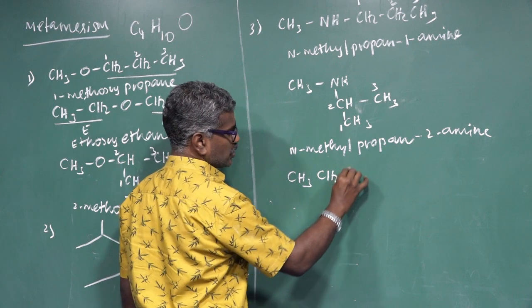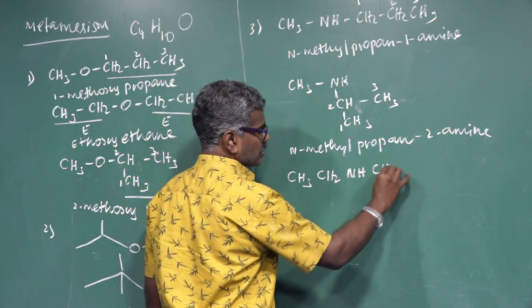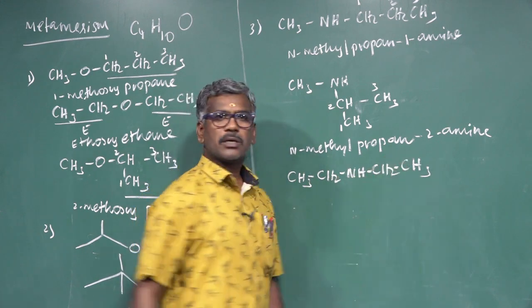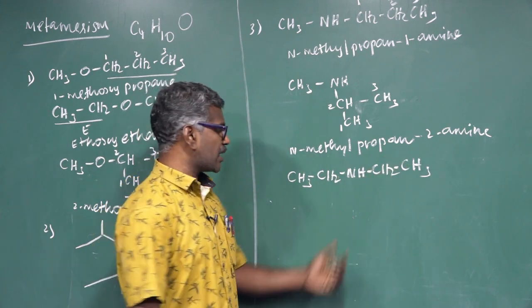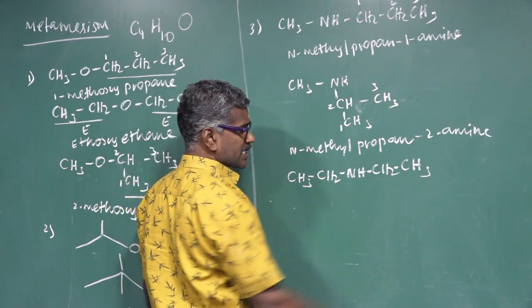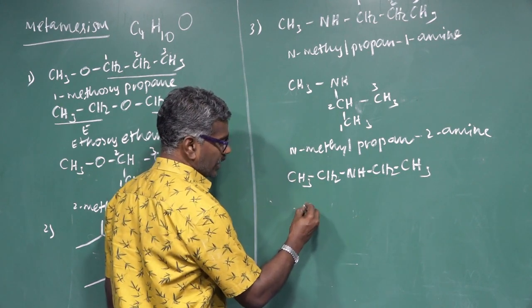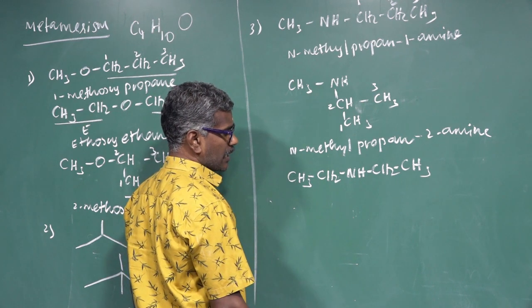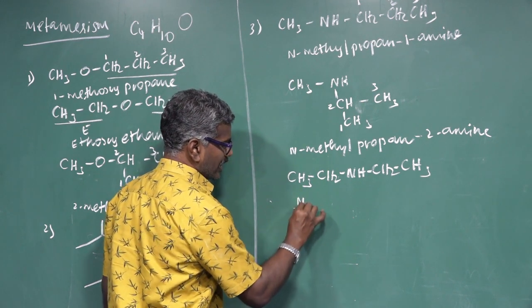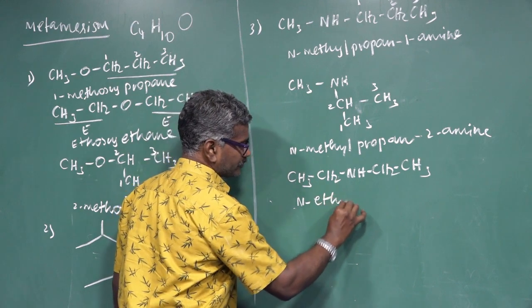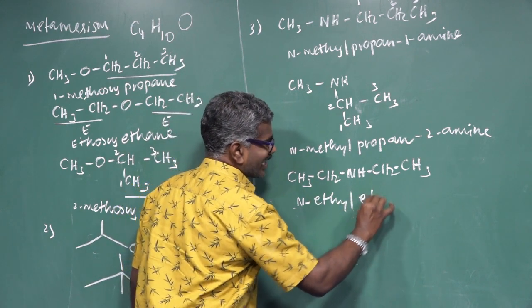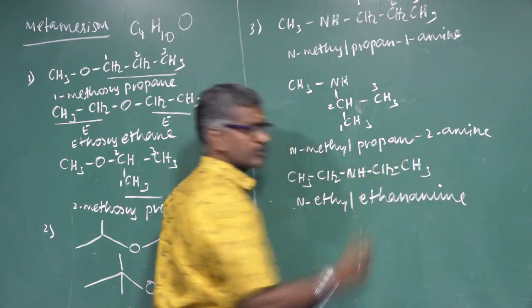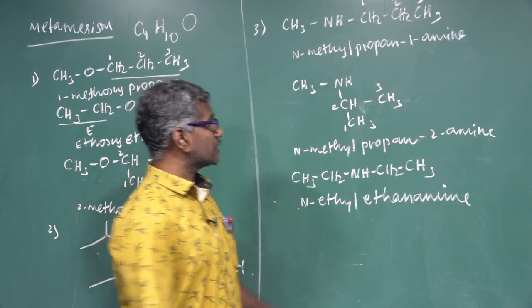CH3 CH2 NH CH2 CH3. It is also an example for a secondary amine. From this side 2 carbons, from this side also 2 carbons. How to give the numbering? 1, 2. Either carbon chain acts as the word root. So N-ethylethanamine. This is another example.